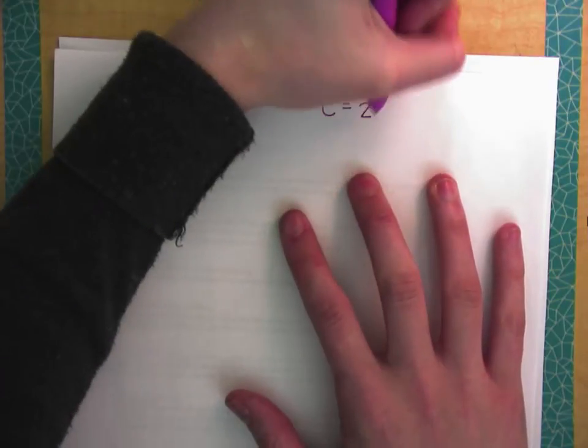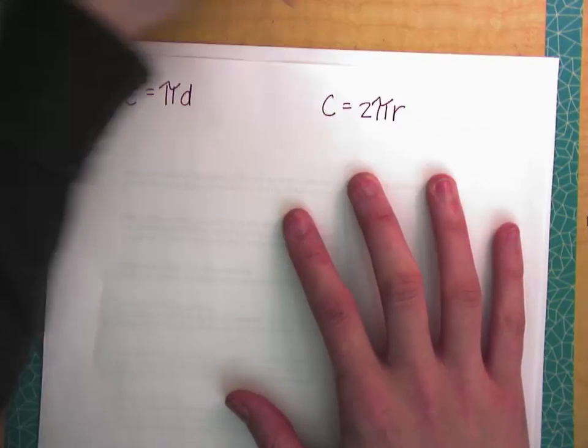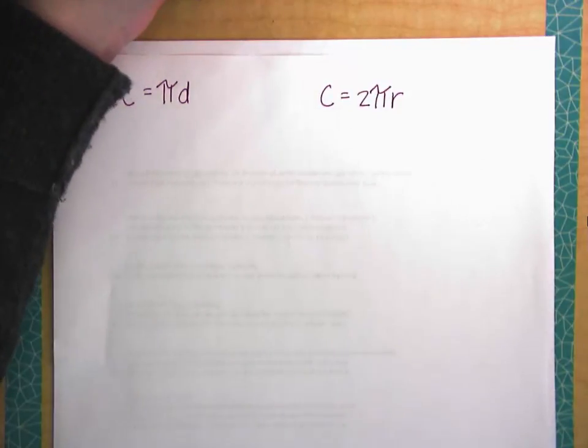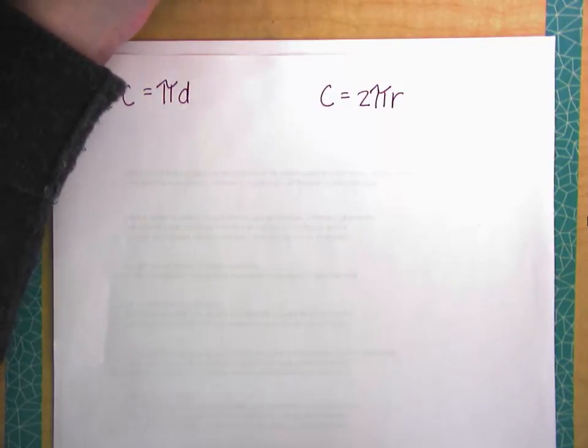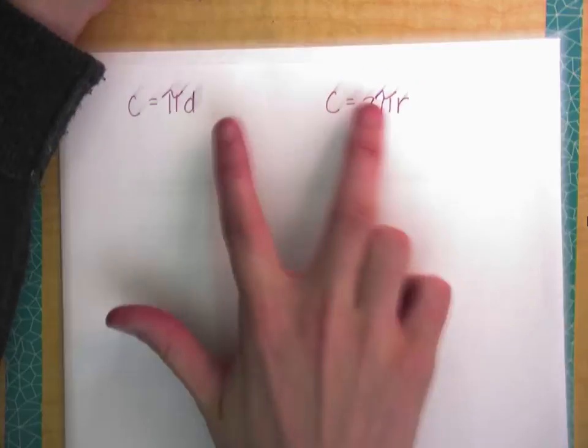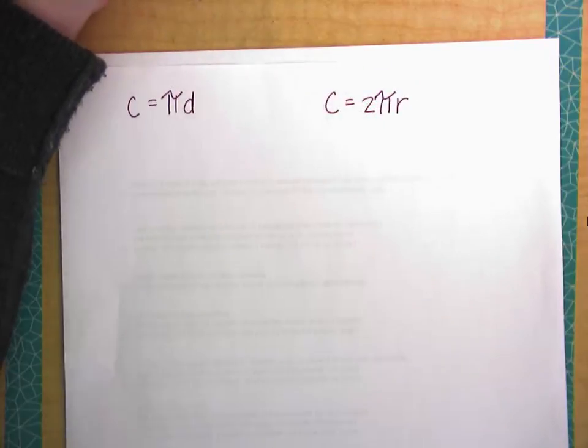The way we usually see that is, or we say 2 pi r. 2 times pi times the radius. But you know, because of the commutative property, no matter what the order is when you're multiplying, it's going to give you the same thing. Okay, so these are our 2 formulas we could use to find circumference.